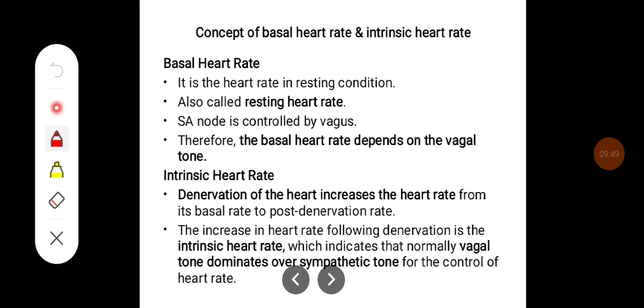The basal heart rate. It is the heart rate in resting condition, and is also called the resting heart rate. The SA node is controlled by the vagus, therefore basal heart rate depends on the vagal tone.